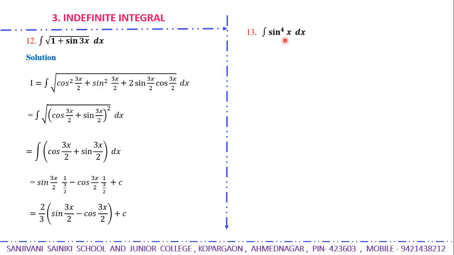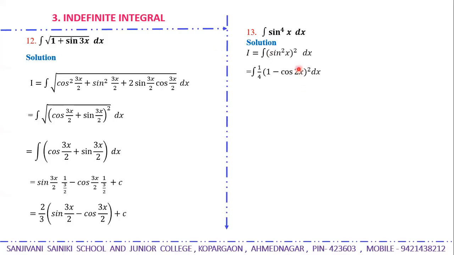The next example is sin raised to 4 x dx. So sin raised to 4 can be written as (sin square) whole square, and this sin square can be written as (1 minus cos 2x) upon 2.